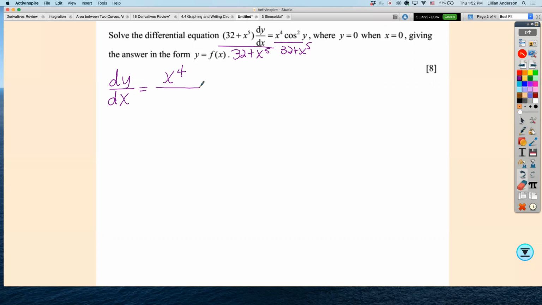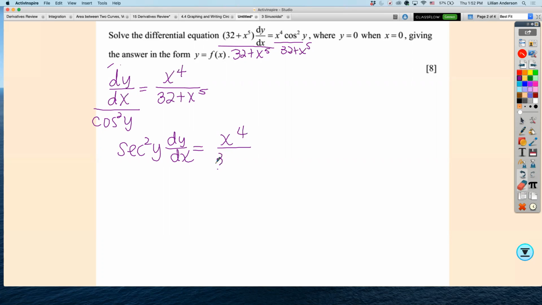Okay, so essentially you divided both sides by 32 plus x to the fifth, but then you also divided this side by cosine squared y. Yes, that way it's over there. What does that simplify down to be? Secant squared y. So this becomes secant squared y dy/dx is equal to x to the fourth over 32 plus x to the fifth.